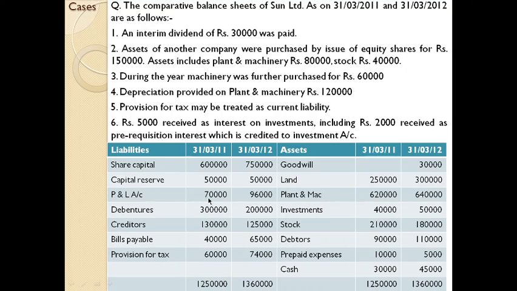Next one, P&L account. Here it is given in the question. Debentures, creditors, bills payable, provision for tax. Next one, goodwill. See, goodwill in the beginning there was nothing. By the end there was 30,000.